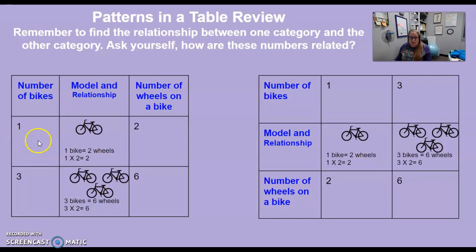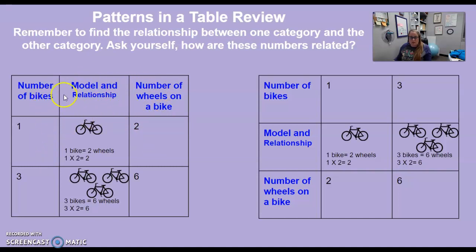So it's one category to the next category, or one category to the next category. Remember, it can go from left to right, but it also can go from right to left. So be really careful. Make sure you're reading what the titles are for the categories, because that's going to help you decide which way you're going to go.